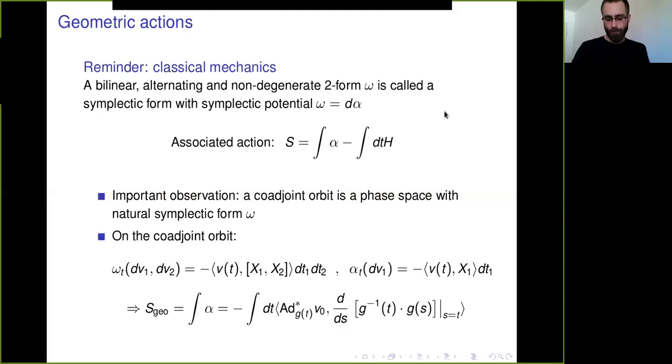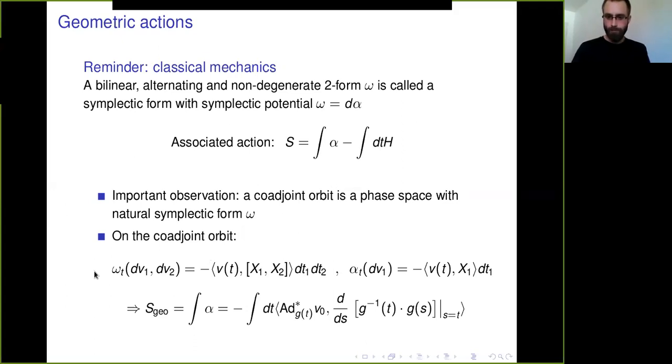Since a coadjoint orbit also forms a phase space, we can define an action in the same way, and this is known as the geometric action. Usually, it is defined with a vanishing Hamiltonian. In most phase spaces you will see in classical mechanics, this is somewhat of an unusual choice, because there omega would be just dp wedge dq, and this action would be the Legendre transformation of the Hamiltonian. However, in the coadjoint orbit, the symplectic potential does not have such a simple form in the natural coordinates we're considering. As such, it is also interesting to look at actions for which the Hamiltonian vanishes.